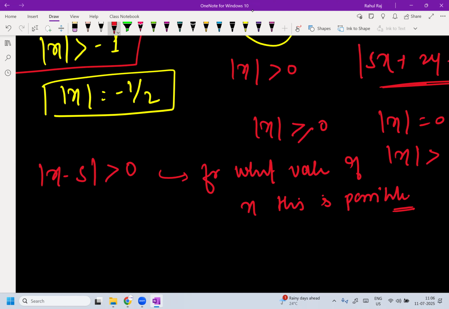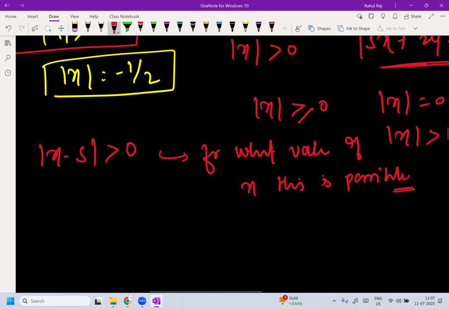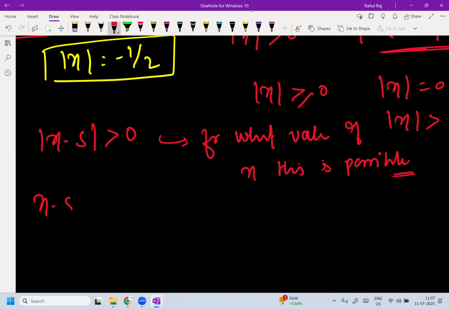So basically, when x minus 5 is less than 0, or when x minus 5 is greater than 0. Because there is nothing called minus 0, no? Technically, it should be x less than negative a and x greater than positive a. But here a is 0, so there is nothing called negative 0. That's beautiful, Shweta. x minus 5 is either less than 0 or x minus 5 is greater than 0. It means x is either less than 5 or x is greater than 5.